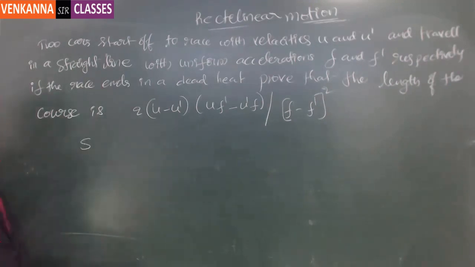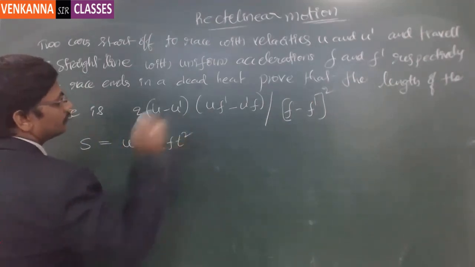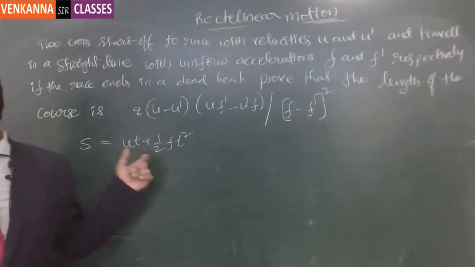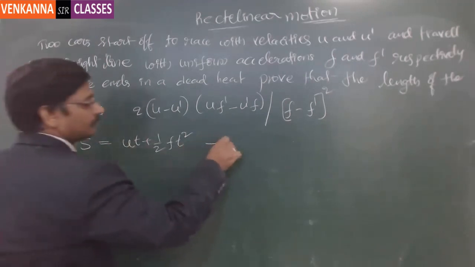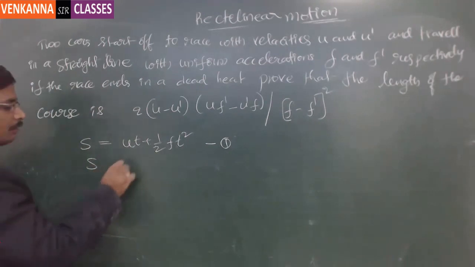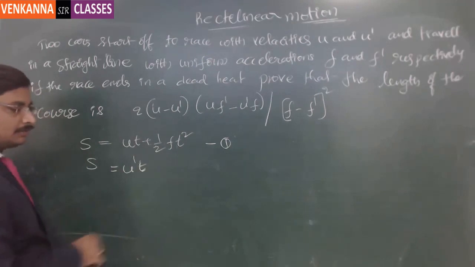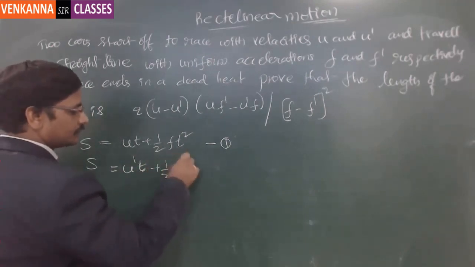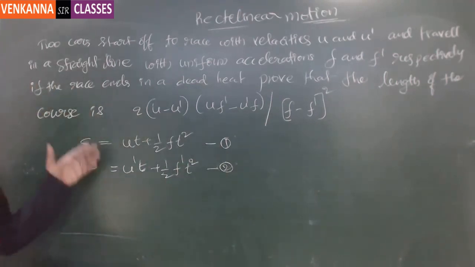So with constant acceleration, the displacement traveled is ut plus half f t square. This is the constant acceleration displacement for the first person. The second person also traveled the same displacement, but with a different initial velocity, and he took the same time with a different acceleration. So this is equation number 2. Now it is up to us to solve these two equations, nothing more than that.